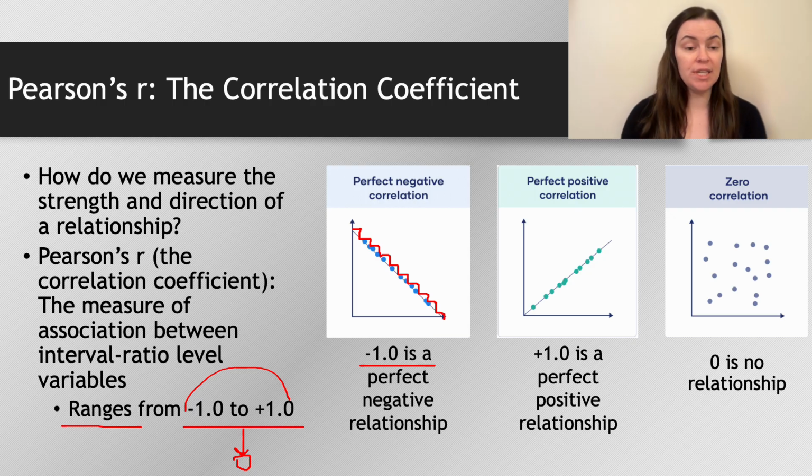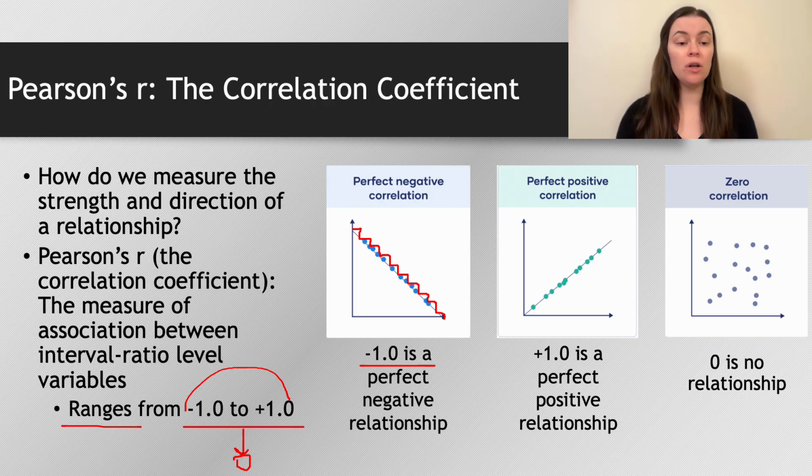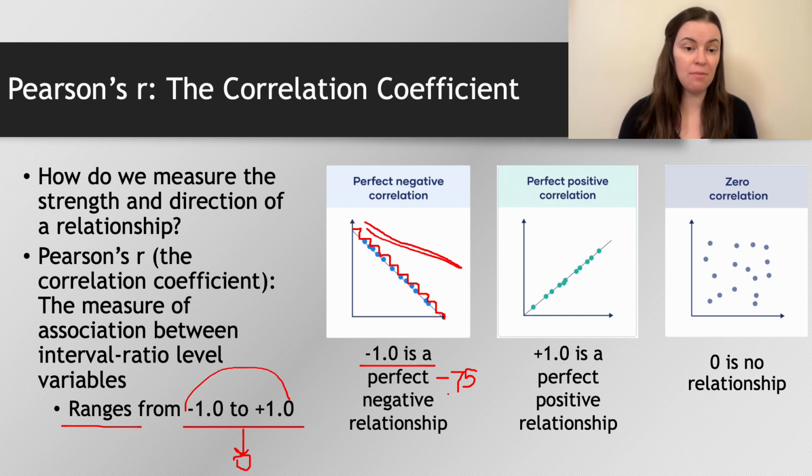So that is what we're seeing in terms of that. However, because this is a range, you could also see a variable that might have a negative 0.75 relationship. So it's not going to be perfect necessarily. It might look something like that, a little bit more of a straighter line there. That would still show that one variable is increasing while the other is decreasing. It just might not have that perfect line that you see here.